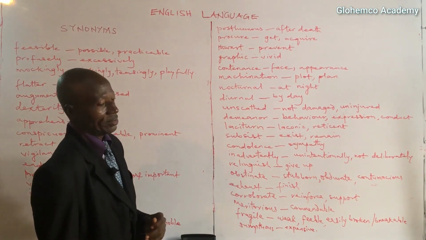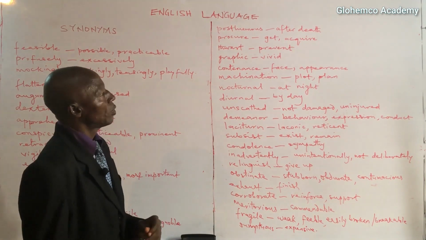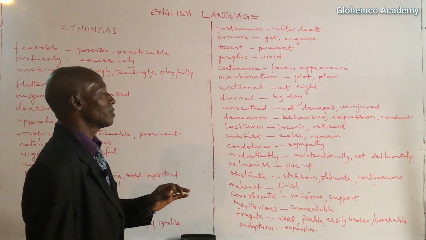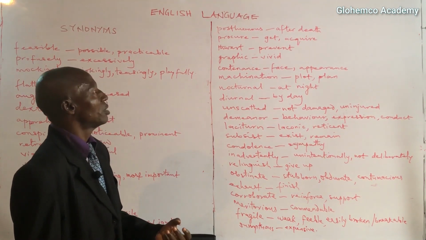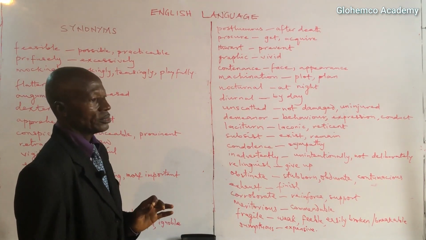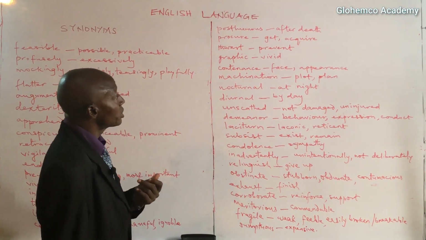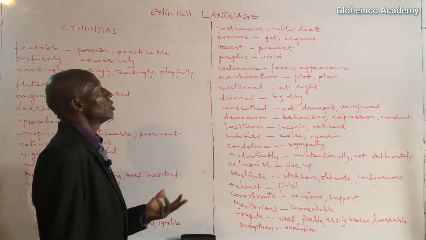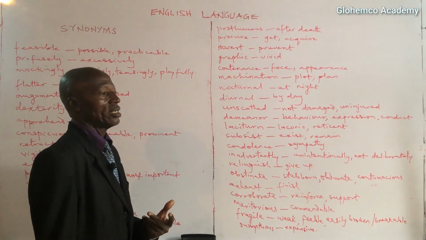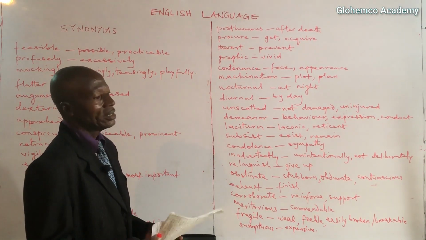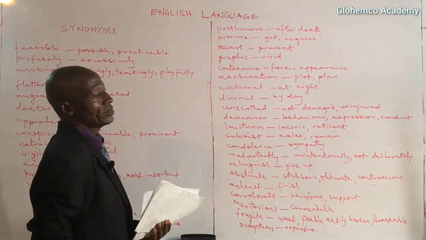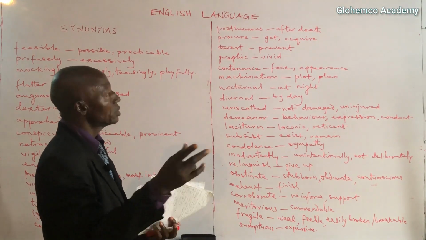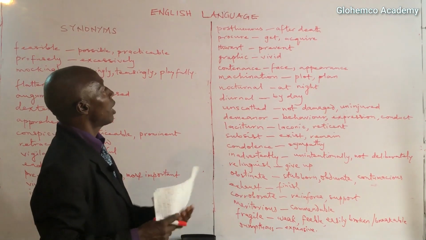All right. Then we have posthumous. Posthumous means after death. When something happens after your death, you say that thing happened posthumously. For instance, the person is to be promoted, and unfortunately, the person falls sick and dies, and the promotion comes after his death. You say the man has been promoted posthumously.